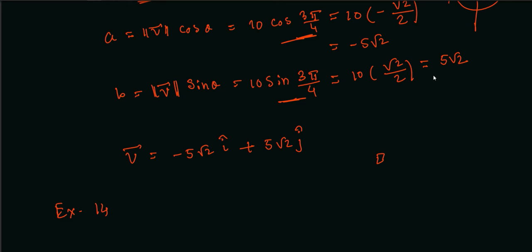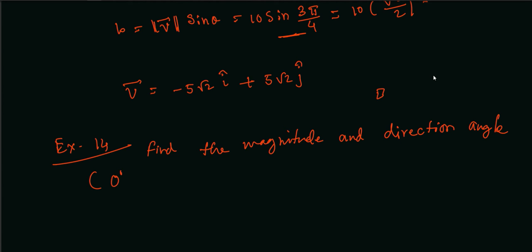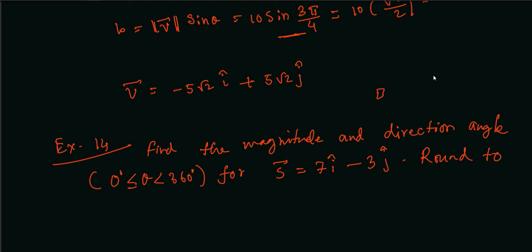example 14 from the lecture note. Find the magnitude and direction angle. Of course, the angle should be in the range 0 degrees to 360 degrees for the vector s equals 7i minus 3j, and round to 1 decimal place.